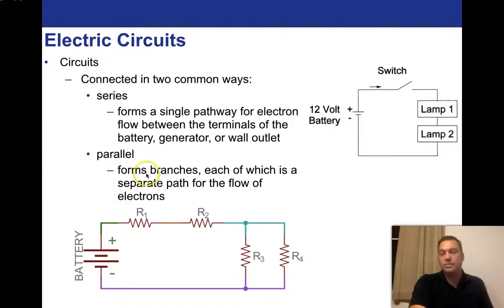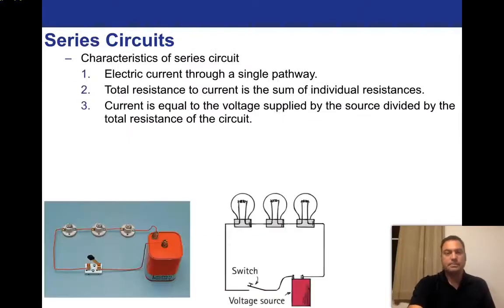But in parallel, you're forming branches, each of which is a separate path for the flow of the electrons. So here we actually have a battery plugged in. This is another way that we can symbolize a battery. This is a little more abstract than this one. But here's a battery. As we have the circuit on, we see a series of resistors that are set up in series. But over here, notice you can take a path through resistor 3 and avoid resistor 4. In doing so, you have a parallel circuit here, and you have a series circuit on the same thing here. Okay, so there are two different ways you can connect things in a circuit.